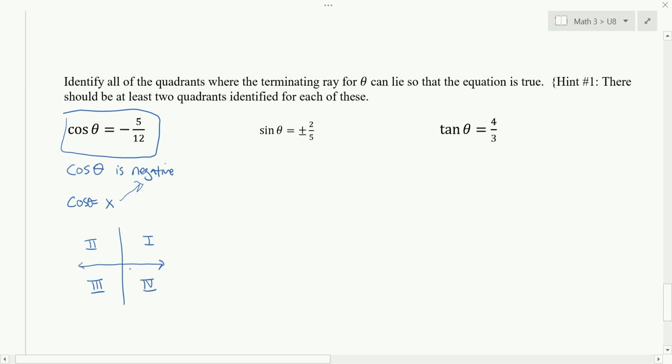We'll just think about our x-axis. X-axis is positive on this side, negative on this side, right? And so 2 and 3 would be our answer to this problem. So it says identify the quadrants, so our answer would be quadrants 2 and 3.